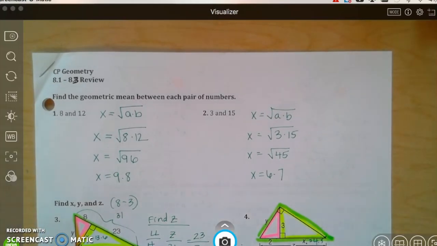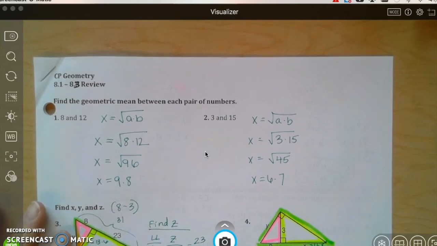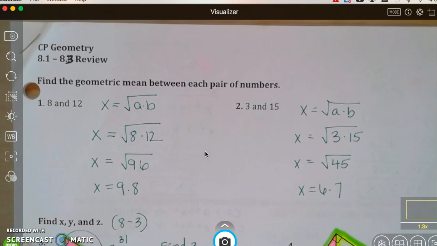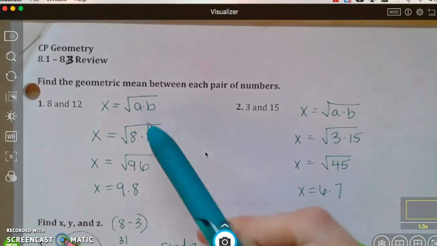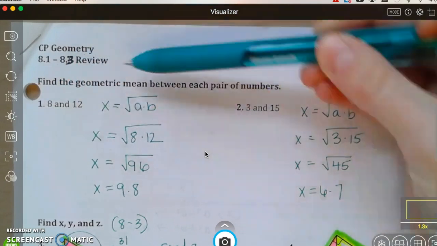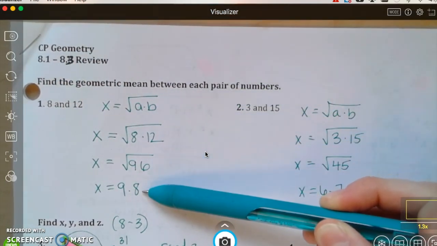Okay, so this is the review for 8.1 to 8.3. For the first two questions, you are finding the geometric mean between two pairs of numbers. If you recall from our notes, for finding geometric mean, you will be taking the square root of a times b. So when I look here, I have a and b. I'm going to find the product of those two numbers, take the square root, and when I take the square root of 96, I get 9.8.